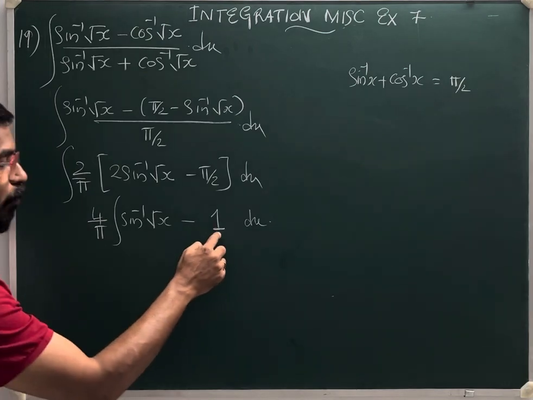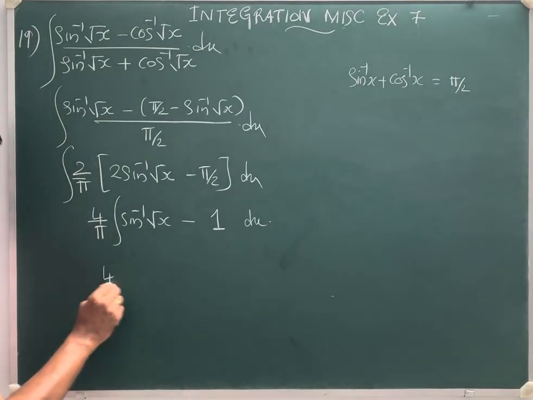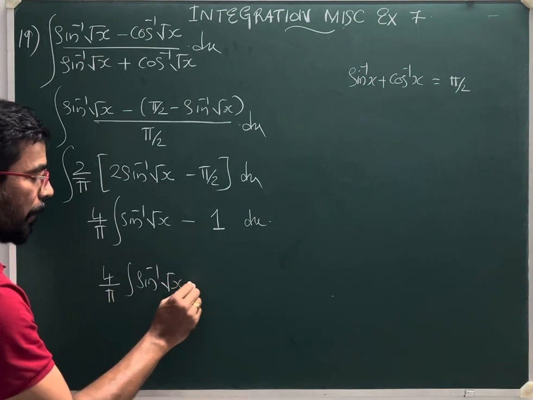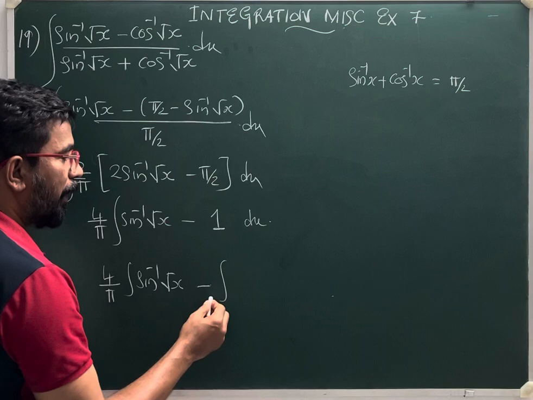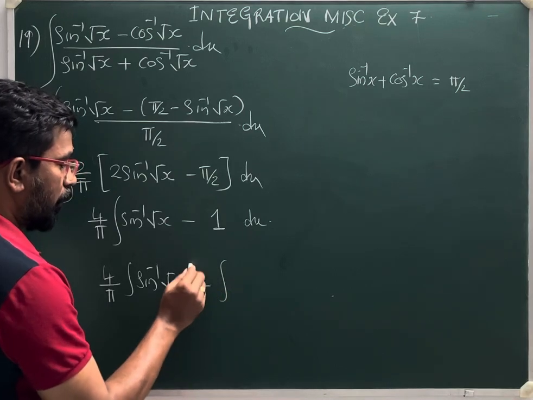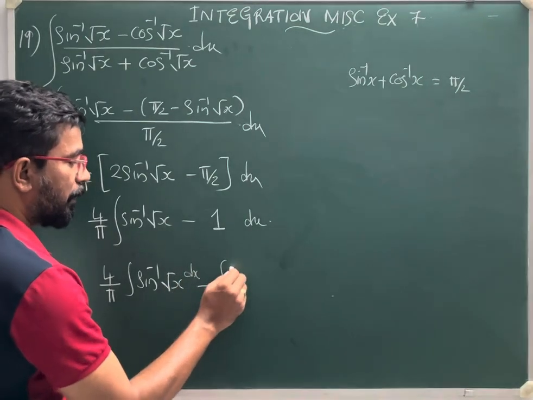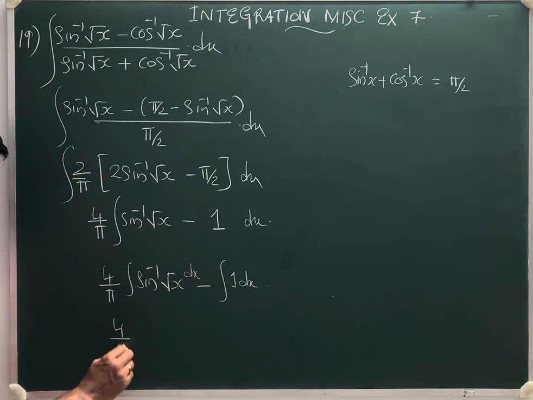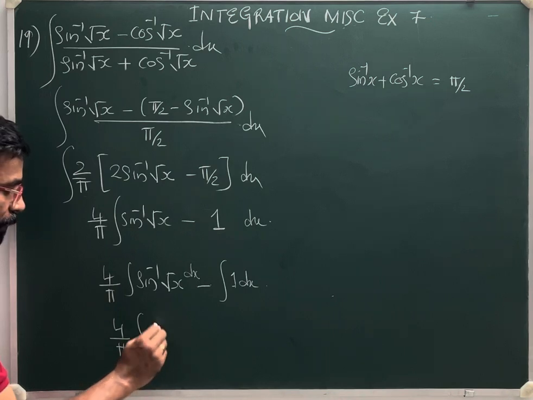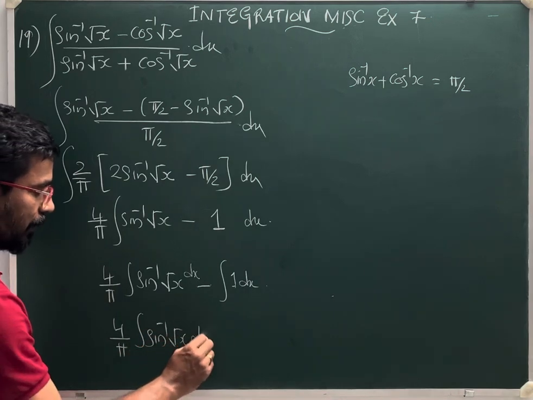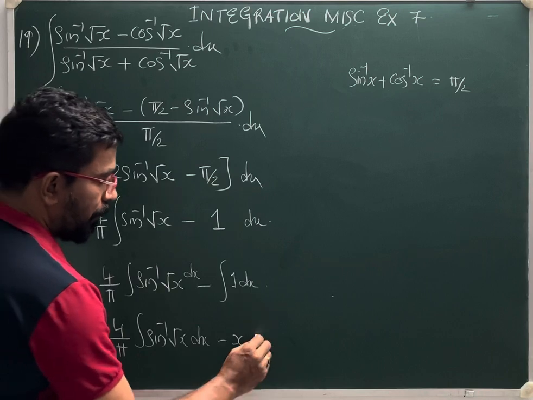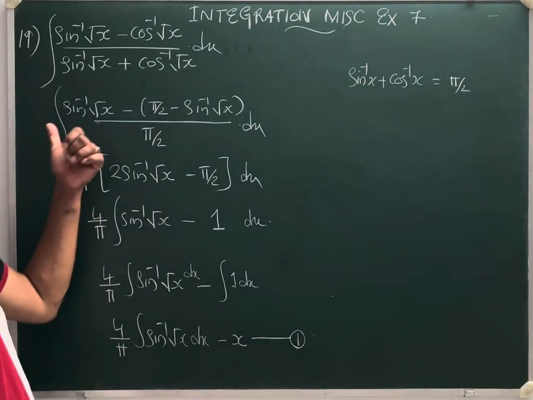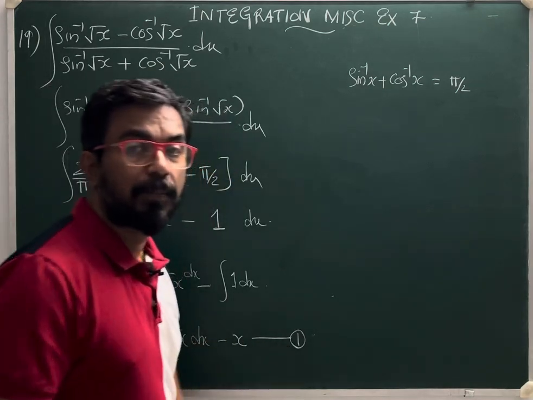The integral of 1 we know. Therefore, we will write like this: 4 by pi integral sin inverse root x minus integral 1 dx. This also has dx, 1 dx. So this will be 4 by pi integral sin inverse root x dx minus x. We will call this equation number 1.